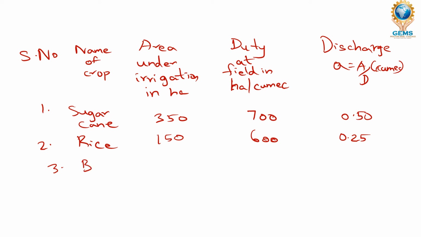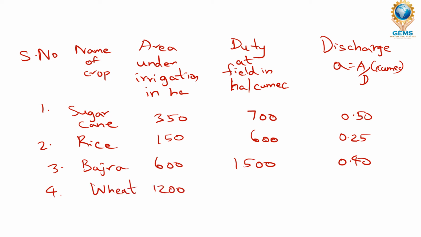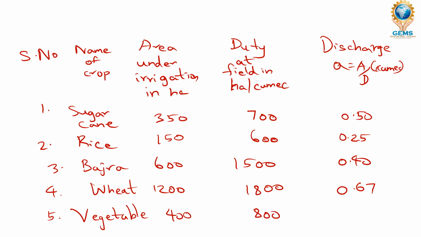And the third crop, that is bajra, which is 600 here, and it is 1500 duty, and which is 0.40. Then the fourth crop, which is wheat, which is 1200, 1800 here, and the value is 0.67. Then the fifth crop, which is vegetable, which is 400 here, and 800 here, and if you divide you will get 0.5.